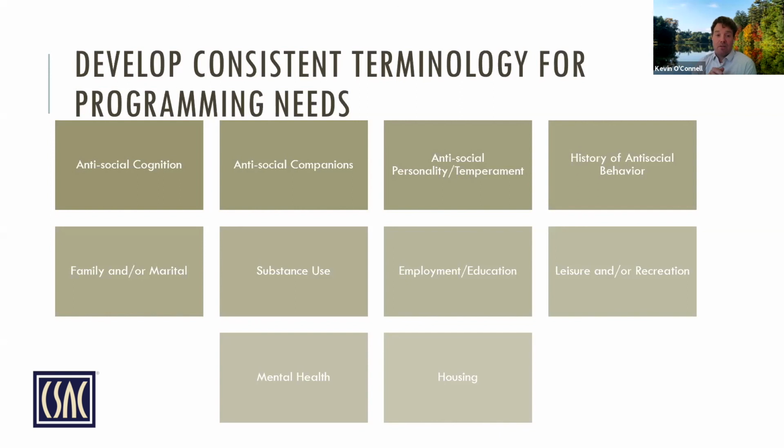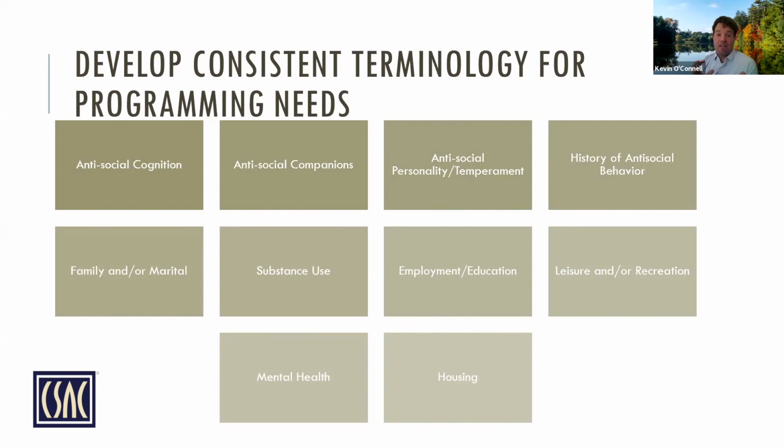And I think a lot of the research shows that it's the things that are about thinking, cognition, companions, antisocial personality and temperament, and history of antisocial behavior that are really going to be causal to future recidivism in the big picture. But recidivism is also impacted by family relationships, substance use, employment, and leisure. Things that tend not to be, and are more of a supportive need, are things like mental health and housing.